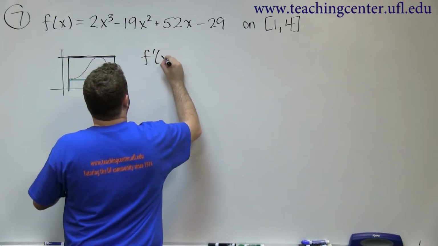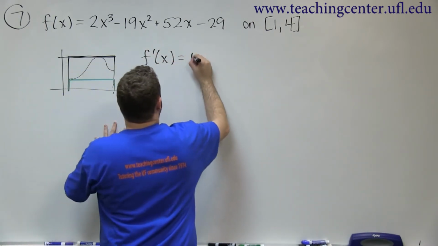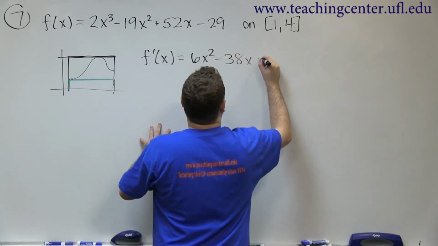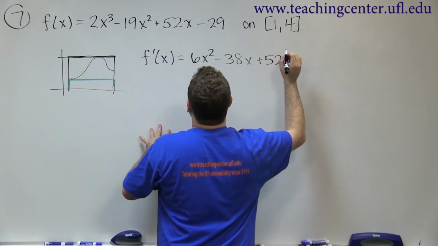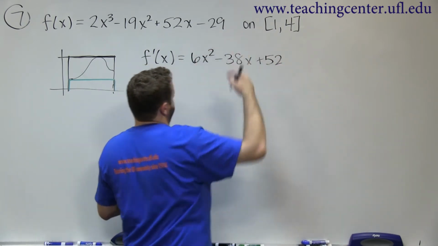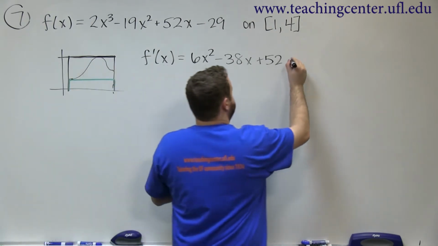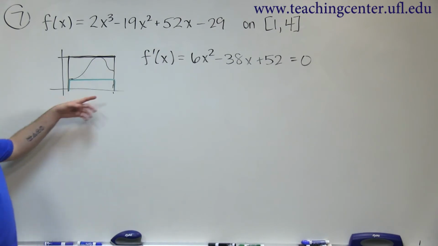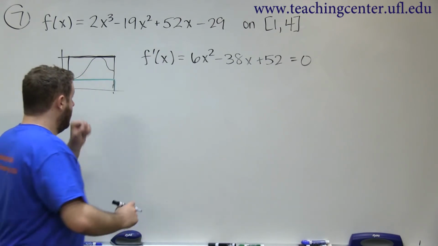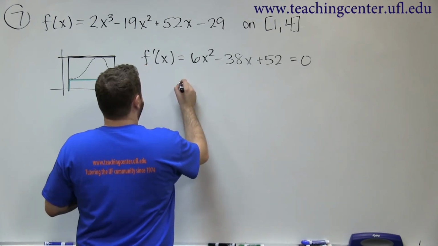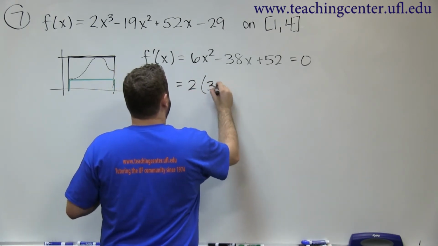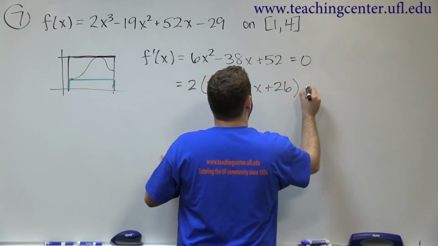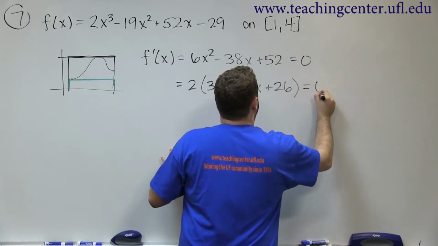So f prime of x, our derivative function here, is going to be 6x squared minus 38x plus 52. And this part would be 0. So we want this derivative to equal 0, and that way we would get our critical numbers. We can factor out a 2, and we get 3x squared minus 19x plus 26. Again, we're saying this equal to 0.